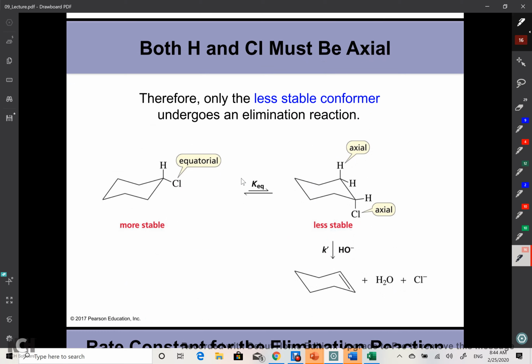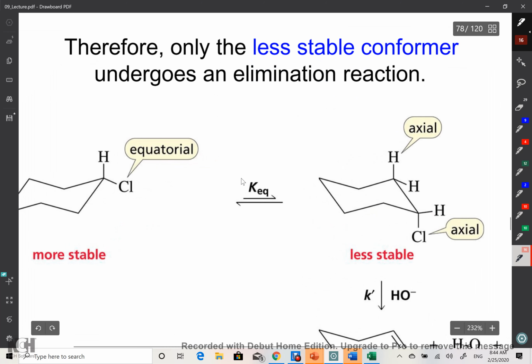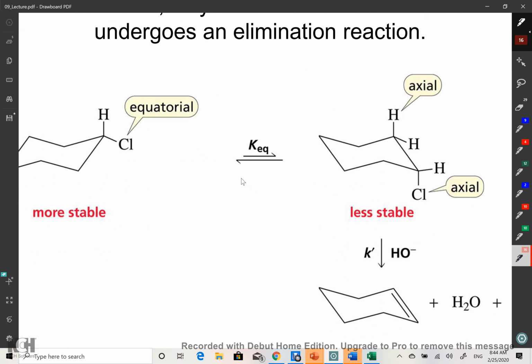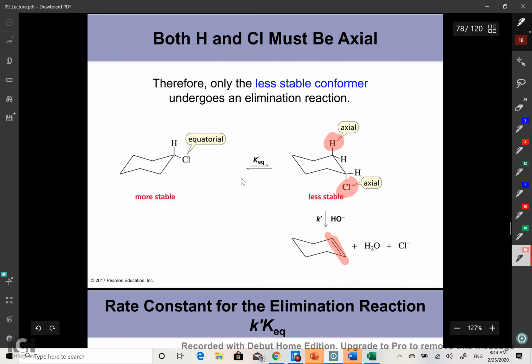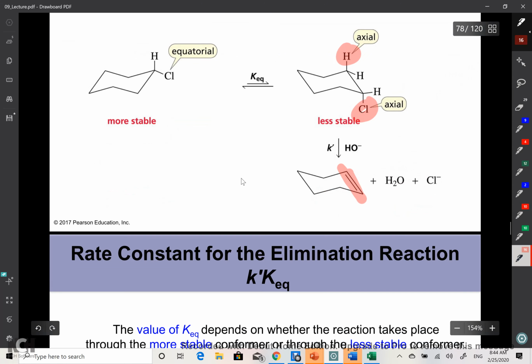And that's basically what we're talking about here. So both groups must be axial. In this case, the leaving group is chlorine and the hydrogen is axial. So both of them need to be axial for elimination to take place. And once they are axial, you can now eliminate to form your double bond. Does that make sense? If one of the groups is equatorial and the other group is axial, the reaction will be slow. If both groups are equatorial, I don't even think the reaction will take place. Does that make sense?